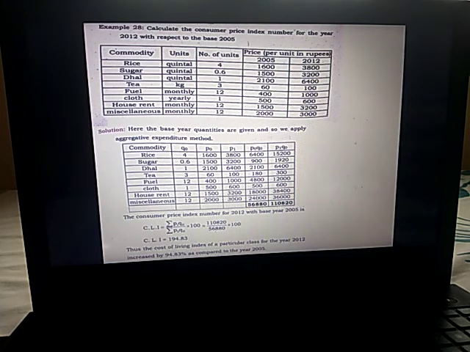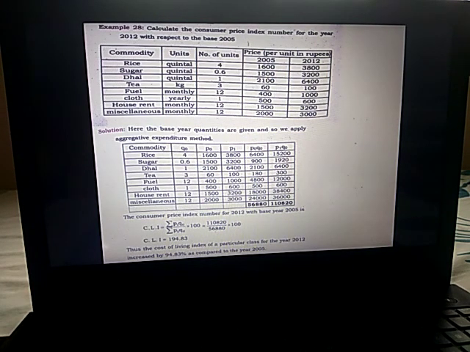For the commodities, Q naught is given. Q naught is the quantities for each of the commodities, and price is given per unit for the base year as well as the current year. Here the base year quantity is given, so we can apply the aggregative expenditure method. We'll calculate P naught Q naught as well as P1 Q naught, and then we'll find summation P naught Q naught and summation P1 Q naught.